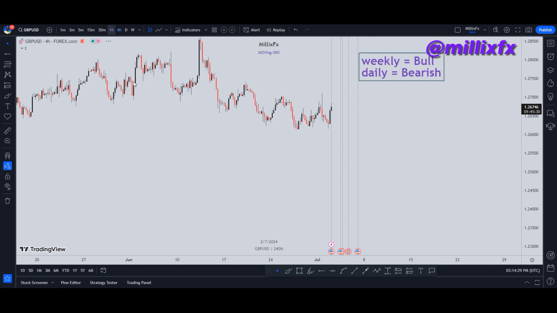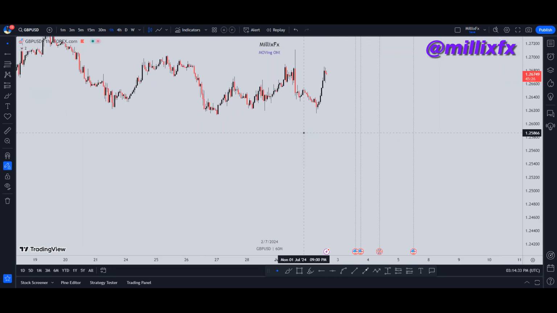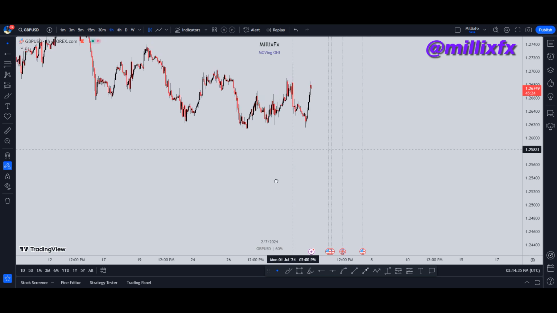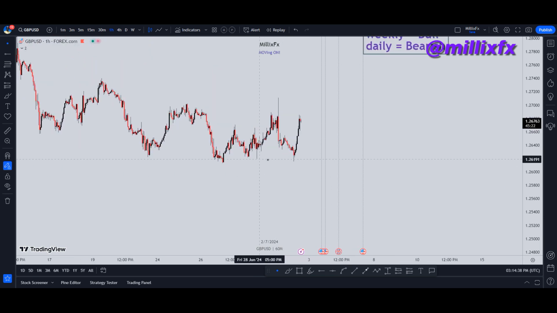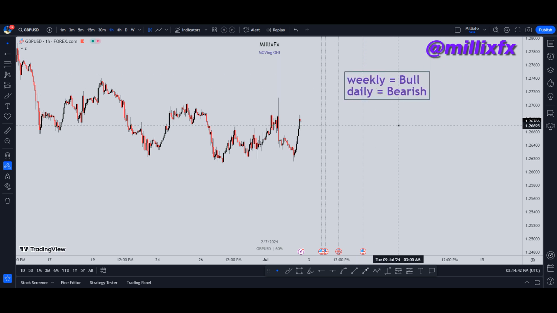So what do we do? We go on the 1 hour and see what we have. On the 1 hour time frame we have a bullish sentiment. So since on the 1 hour time frame we have a bullish sentiment, we are going to be looking for other things like a pullback to look for a better trade.